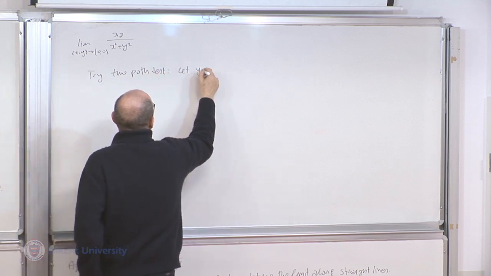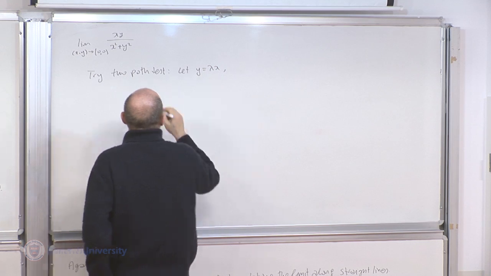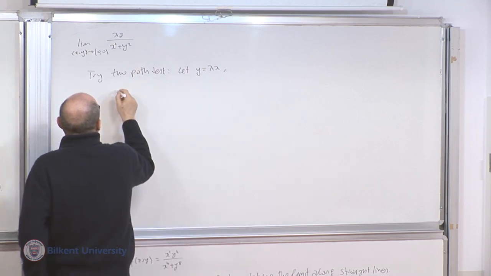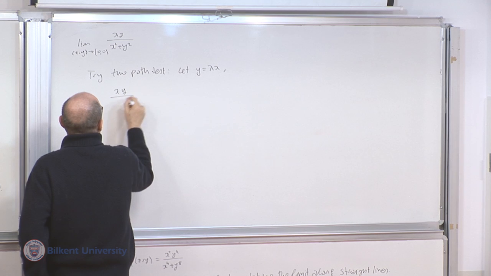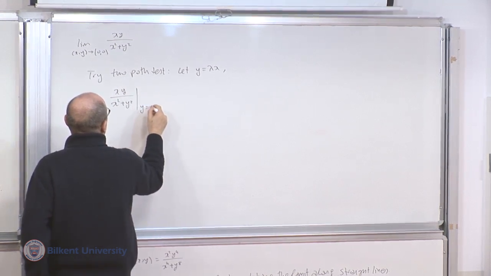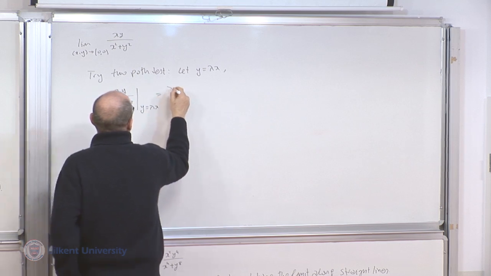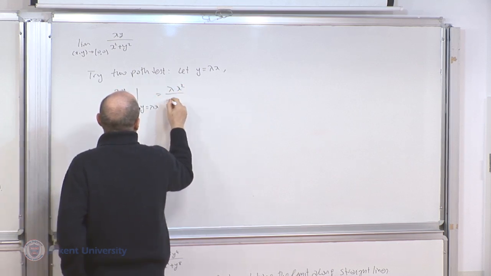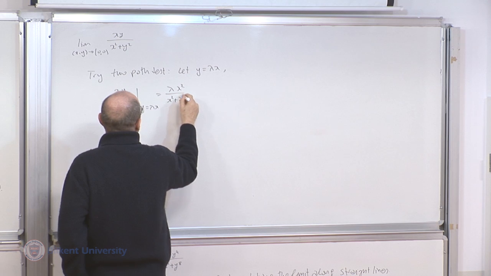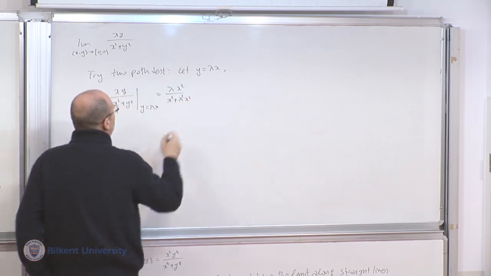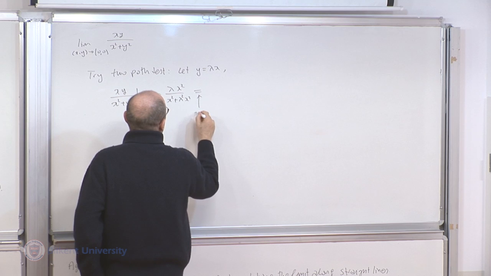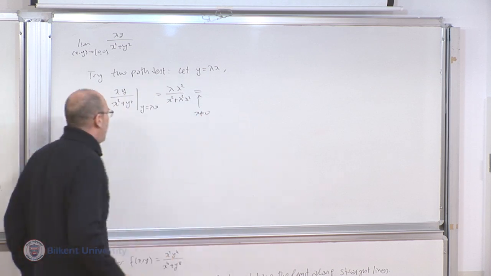Let y equal lambda x. Then x squared plus y squared restricted to y equals lambda x becomes lambda x squared over x squared plus lambda squared x squared. Since x is different than 0, we are taking the limit.